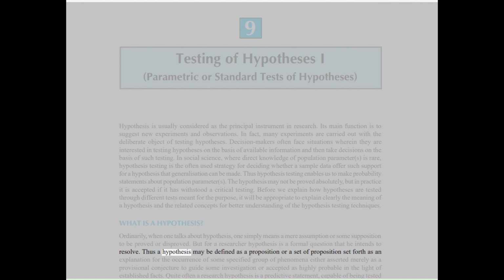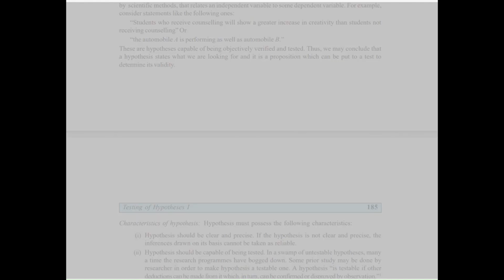Thus, a hypothesis may be defined as a proposition or a set of propositions set forth as an explanation for the occurrence of some specified group of phenomena, either asserted merely as a provisional conjecture to guide some investigation or accepted as highly probable in the light of established facts. Quite often, a research hypothesis is a predictive statement capable of being tested by scientific methods that relates an independent variable to some dependent variable.